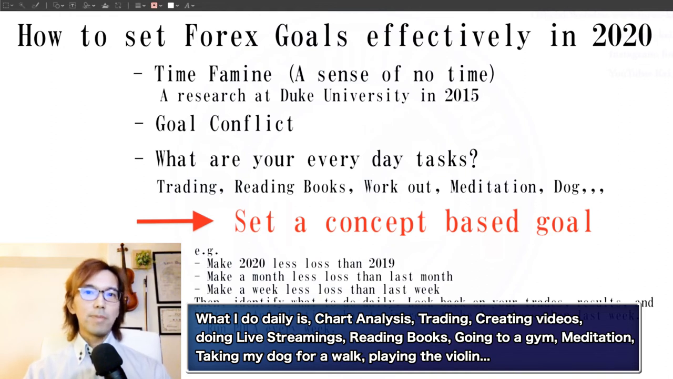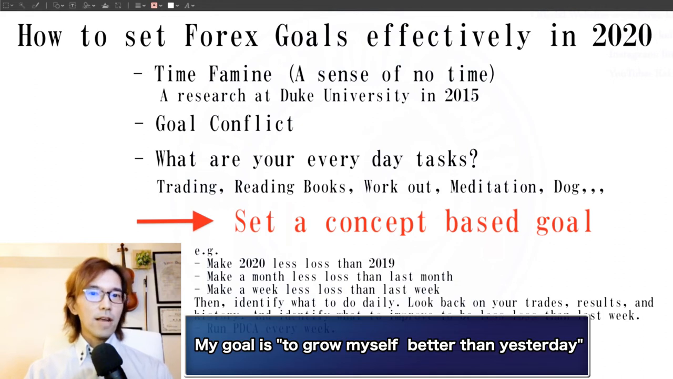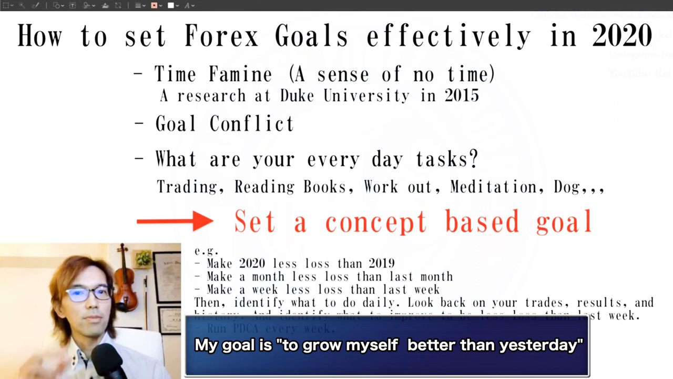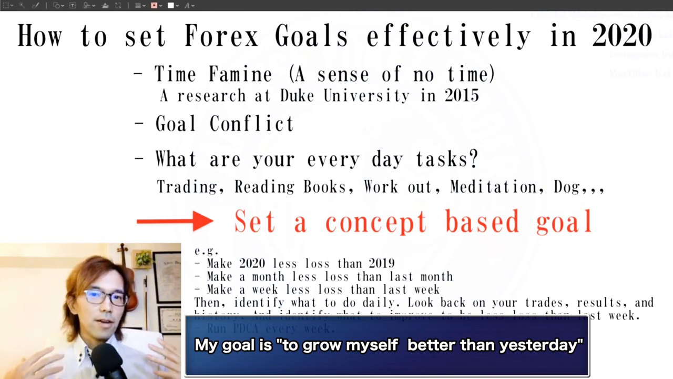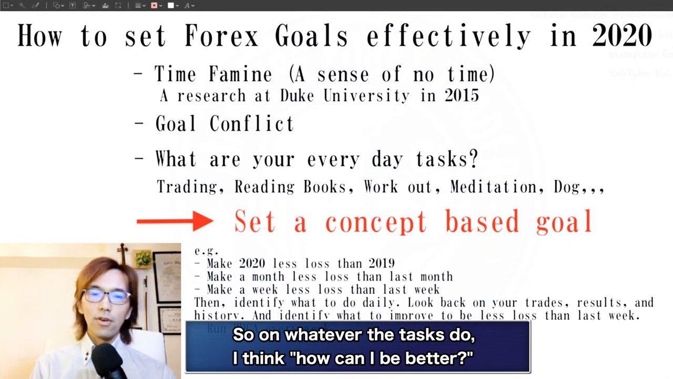What I usually do is create a concept for a day. For example, my main concept is: I grow myself better than yesterday. That's my daily goal. For example, in this part of the live streaming, I do better than yesterday. Or in this part of the trading, I do better than yesterday. Among all the things I do every day, I make myself feel that I grew more than yesterday. That's my goal of the year. And in that way, I do tasks with more interest and more enthusiasm, thinking, how can I create better videos than yesterday? Or how can I improve my live streaming skills compared to yesterday?